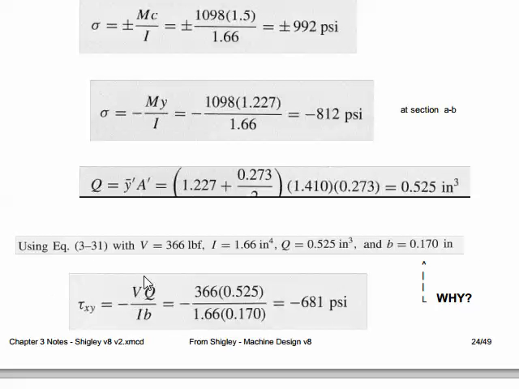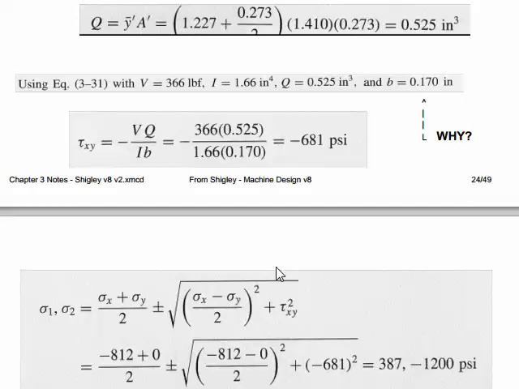So, VQ over Ib, 366, 0.525, 1.66, and 0.17 is a negative 681 psi. Doesn't seem all that large, but if you go back and look at the bending stresses, that is actually pretty large as compared to those bending stresses.